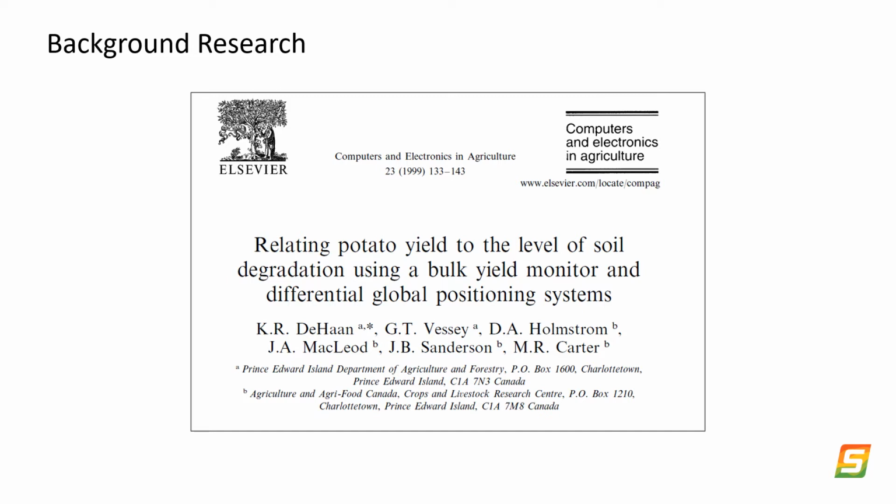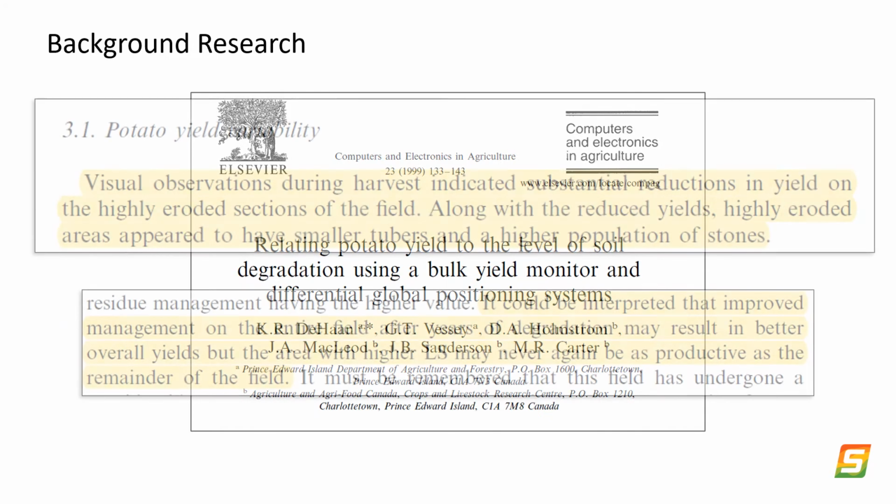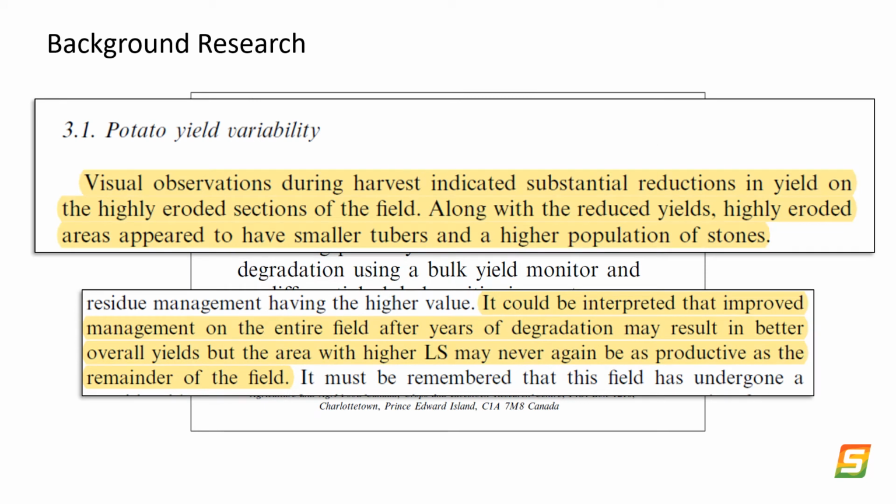And here was an older study done from the late 90s looking at potato yield and its relation to soil degradation in the early days of yield monitoring in potatoes. And what they found here, visual observations during harvest indicated substantial reductions in yield on the highly eroded sections of the field. Along with reduced yields, highly eroded areas appeared to have smaller tubers and a higher population of stones. So we can measure these areas with SWAT maps and identify those eroded knolls.